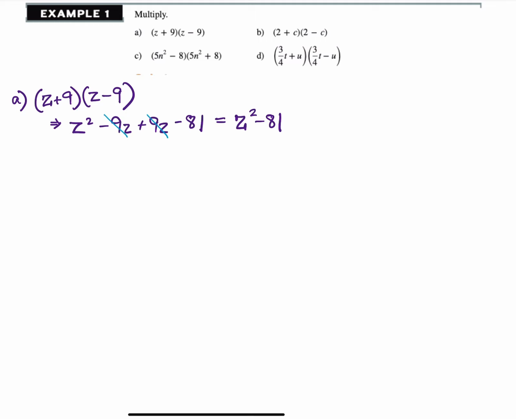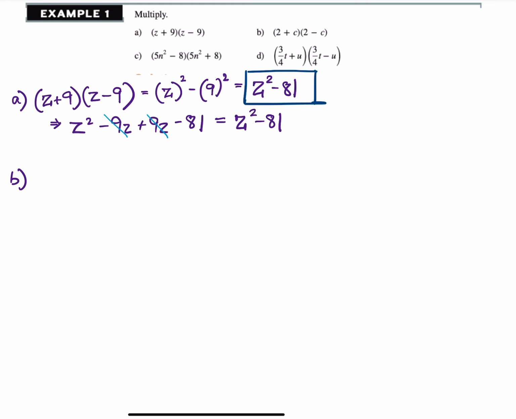So let's do it again and just apply that pattern. Because we see we have something plus something times that same thing minus the same thing. So this should be able to be written as our first term, which is z squared, minus our second term, which is 9, also squared. And that will give us our z squared minus 81. So let's use that same pattern, and we can skip that middle step of multiplying it out and jump straight towards the conclusion here.